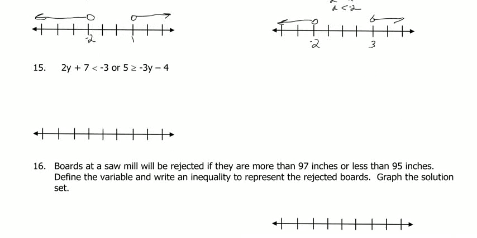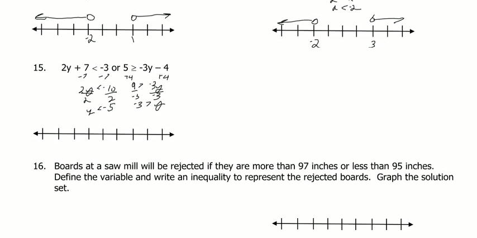Alrighty. Now we're going to subtract 7 from both sides, and that's 2y less than -10. We add 4 to both sides of this one, and that's going to be 9 greater than negative 3y, divided by negative 3, so that's going to be negative 3 greater than y. Finish this one up, that's 2, division on both sides, y less than negative 5.